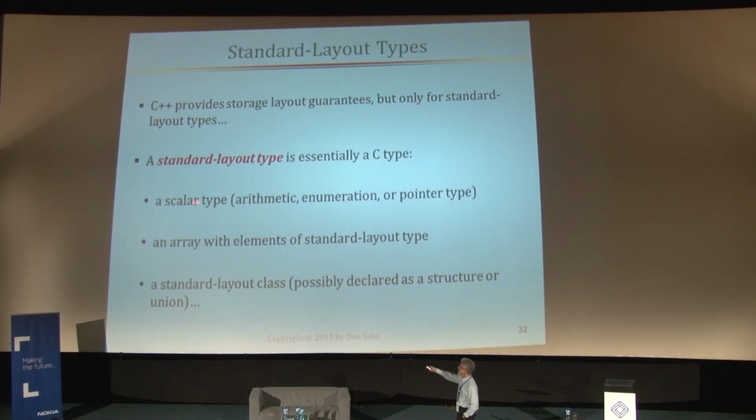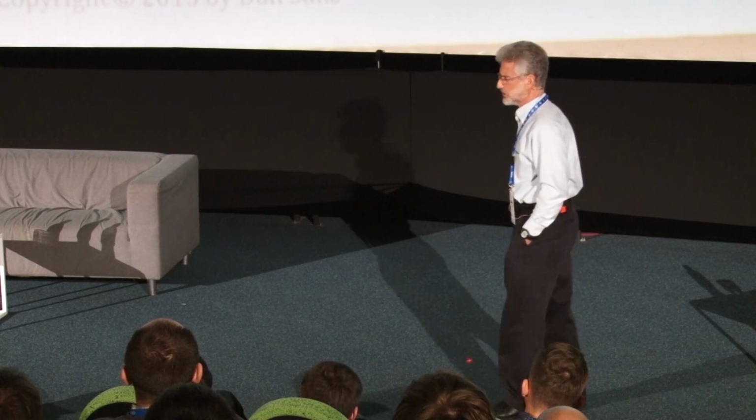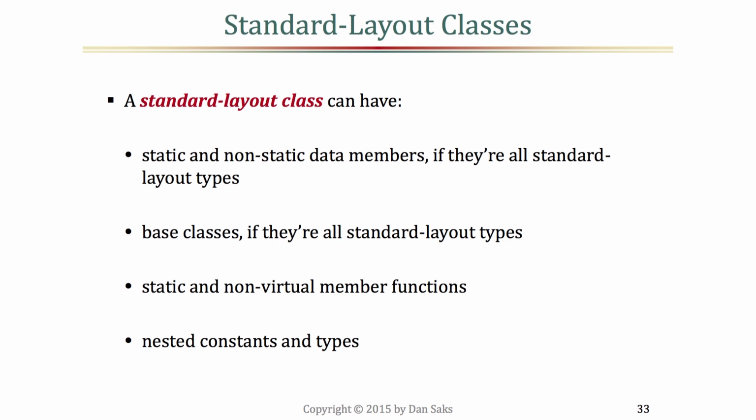So what is a standard layout type? Well, basically, it's anything you can write in C. A C structure is any of the primitive types, arrays of standard layout types, and then there's the thing called a standard layout class, which could possibly be declared as a structure or union. And it can contain things that one normally finds in a C++ class.